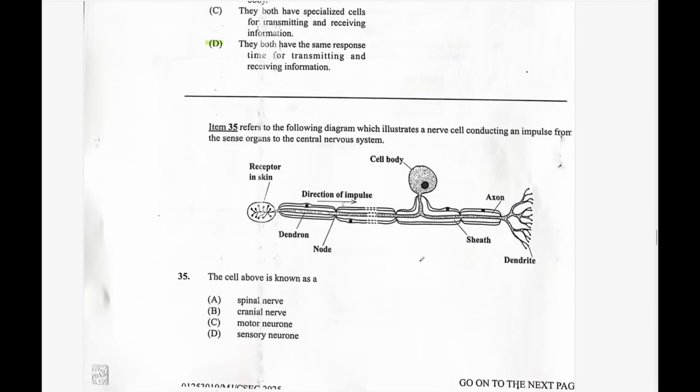Item 35 refers to the following diagram, which illustrates a nerve cell conducting an impulse from sense organs to the central nervous system. They already tell you it's a sense organ, and they tell you which one in particular. It's a receptor in the skin. The cell above is known as a sensory neuron. 35 is D.